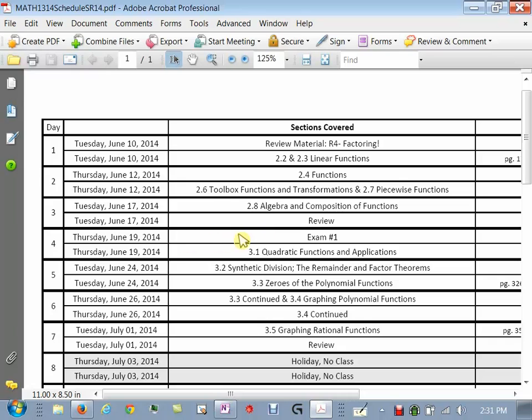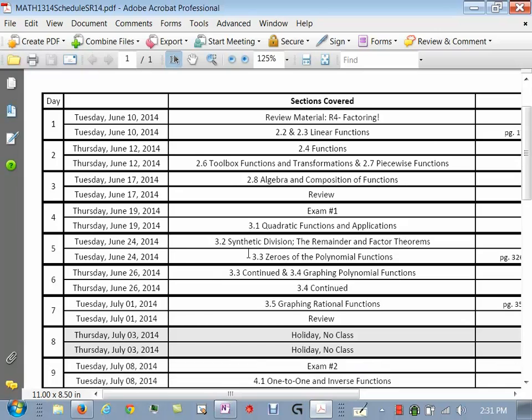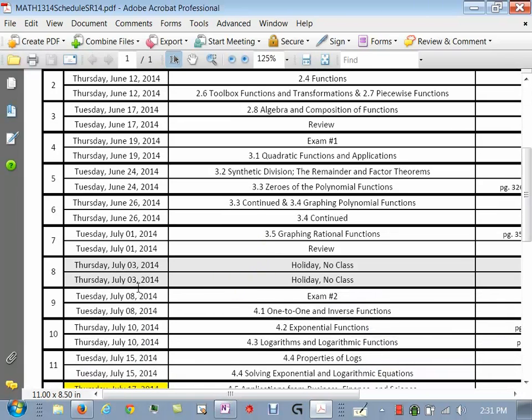And then we come in and we take an exam in the first part of the class, and then we will do 3.1 in the second part. So unfortunately, when the exam is over, you don't get to leave. You have to stay, and then we continue. I know that kind of sucks, but there's only so many days in the summer. And we actually have a holiday, so we lose a day. July 3rd is a holiday.